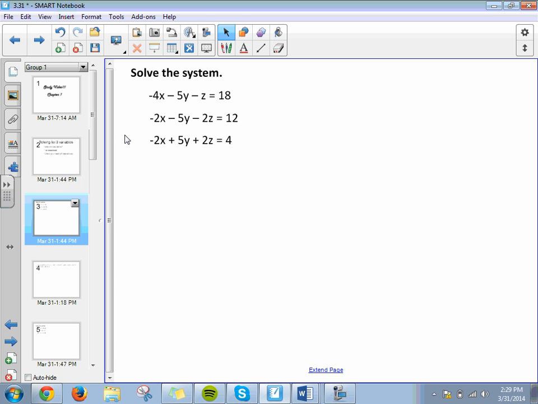All right, so let's go ahead and get started. For that organizational piece, what I like to do is label my 3 equations so that I can talk about them or refer back to them as I need. So I'd call the first one A.